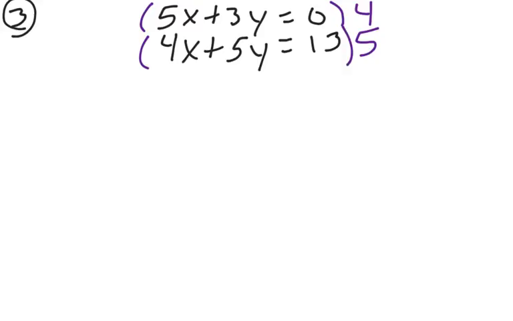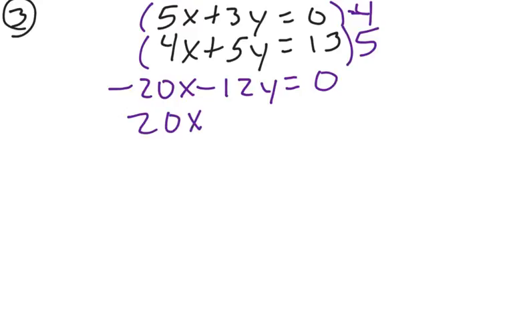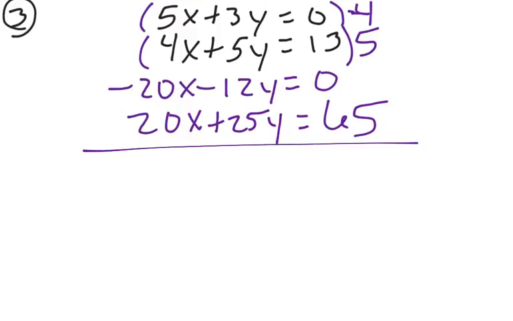The first equation had 5 for the x coefficient, so the second equation got multiplied by 5. Now the thing of it is, they're both positive. Something needs to become negative. So I put a negative with this 4. So it becomes negative 20x minus 12y equals 0. And then it becomes a positive 20x plus 25y equals 5 times 13, which is 65. Draw your line and combine.